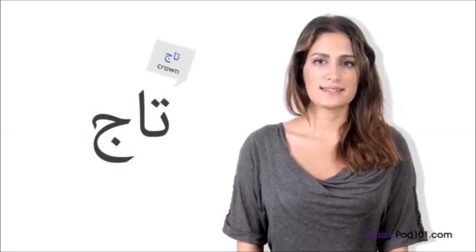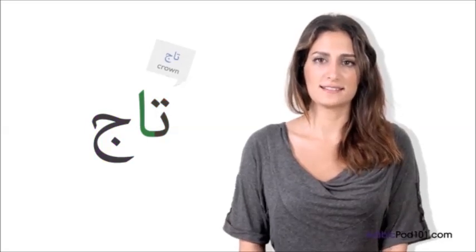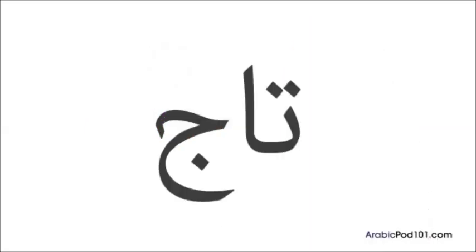Let's learn a word using some of these letters. Taj. Repeat after me. Taj. Taj means crown. That's ta in the initial form, alif in the final form, and jim in the isolated form, disconnected from the alif before it, because as we learned in the first lesson, the alif connects differently. Now let's try writing it.